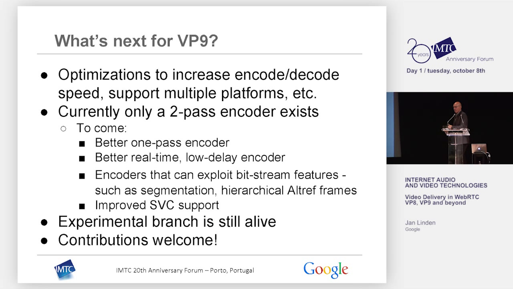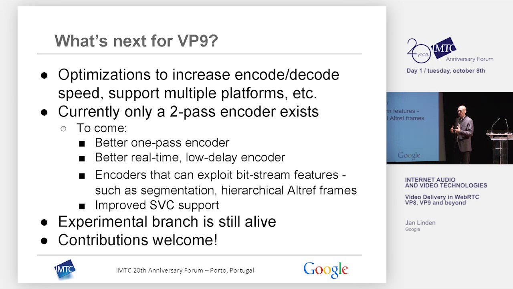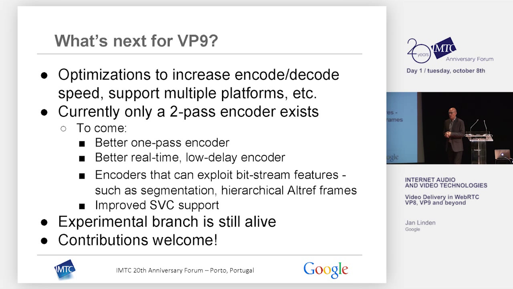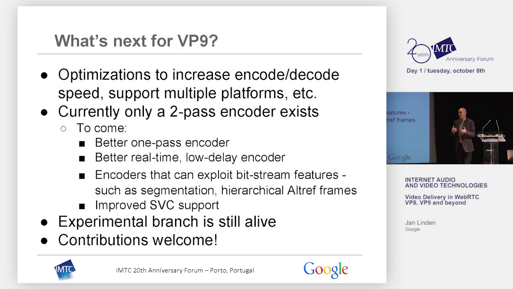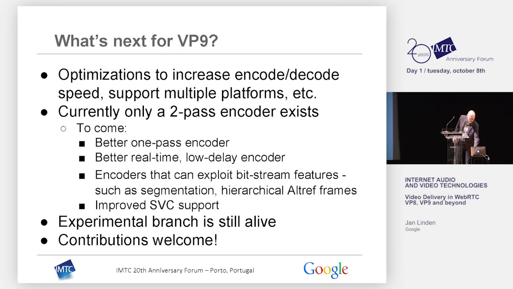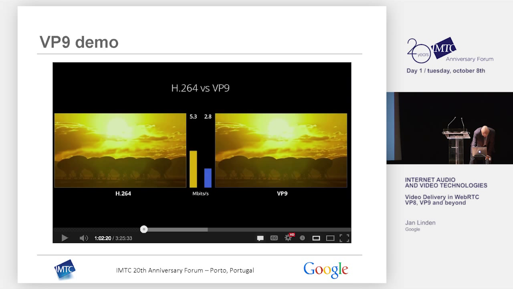So what's next? As I said, it's really about optimizing VP9, getting it better for real-time communication, with a more efficient encoder, more efficient for lower-end devices, et cetera. It's also important to note that this is not the end game. The experimental branch is still open, and we welcome contributions. We already have some work going on with video, for example, where we will develop continuous versions of this.